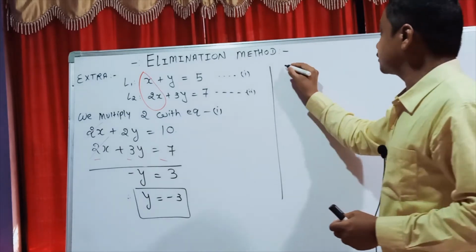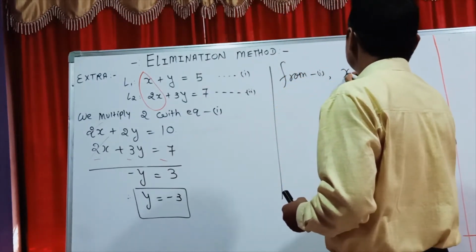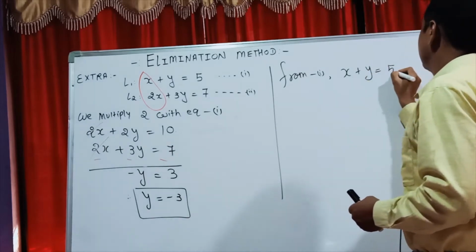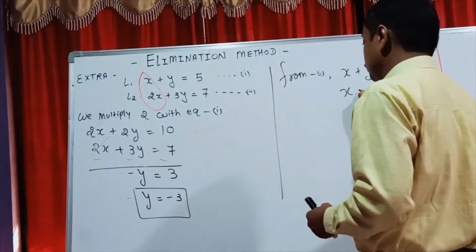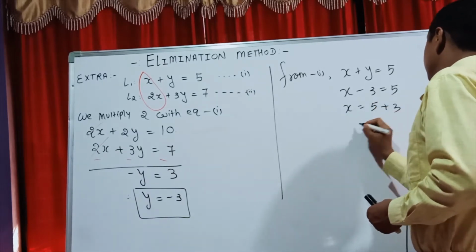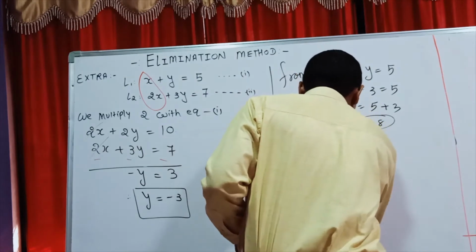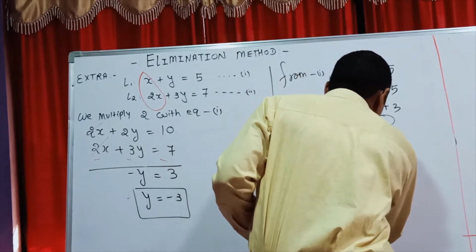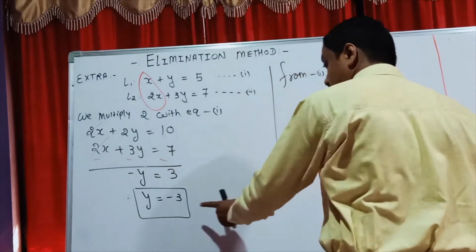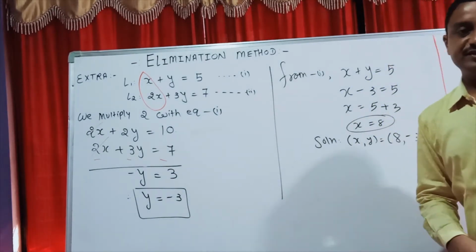So I utilize the first. From the first equation, x plus y is equal to 5. Put down your y value, it is minus 3. So x is equal to 5 plus 3, x is equal to 8. So my solution is x comma y, it is 8 comma minus 3. And these are happily finished.